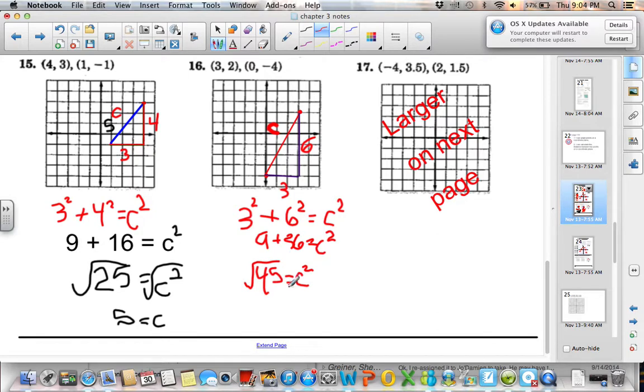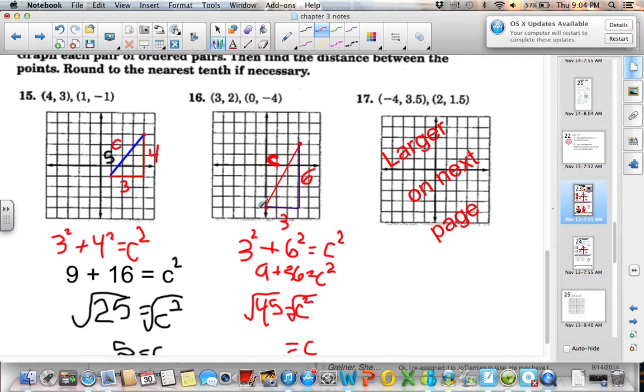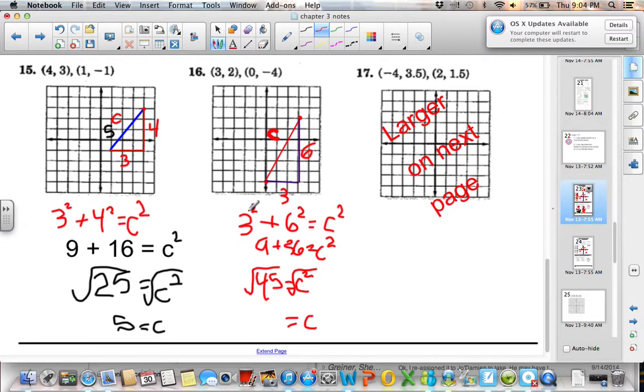I saw some of you forgetting to take the square root. So we have C equals, and our direction up here says round to the nearest tenth if necessary. So I'm going to look on my calculator. Square root of 45 equals 6.7. Okay?